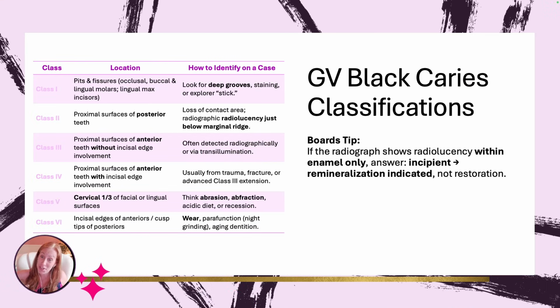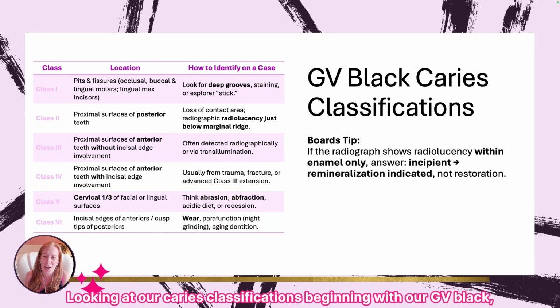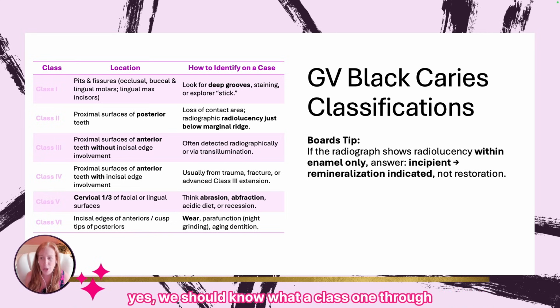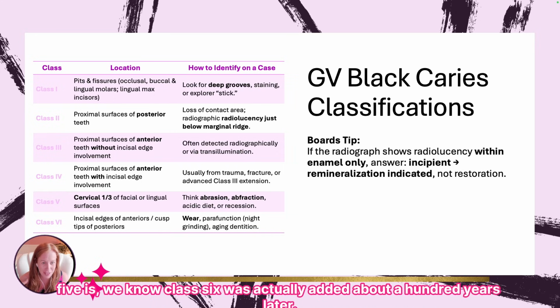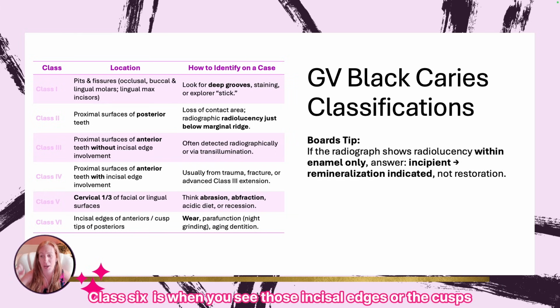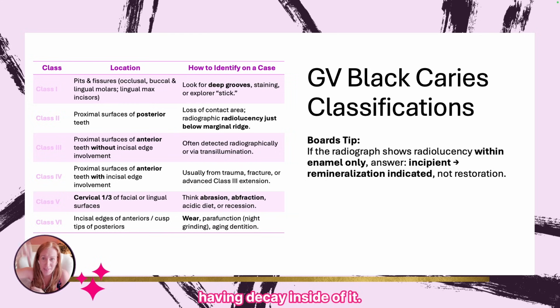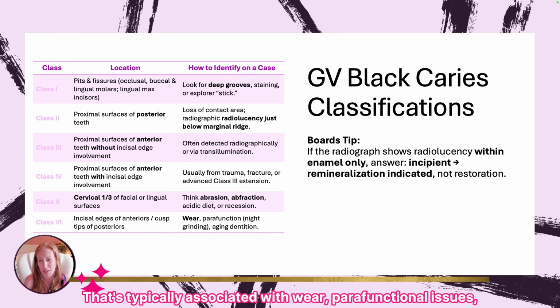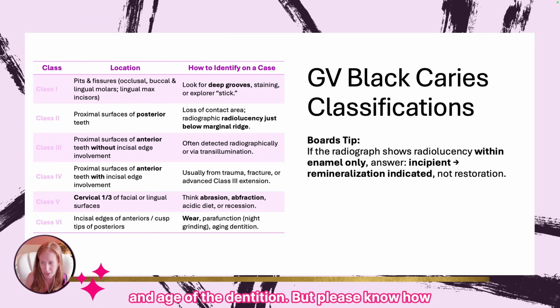Let's move on to hard tissue. Looking at our caries classifications, beginning with our GV Black, yes, we should know what a class 1 through 5 is. We know class 6 was actually added about 100 years later. Class 6 is when you see those incisal edges or the cusps having decay inside of it. That's typically associated with wear, parafunctional issues, and age of the dentition.